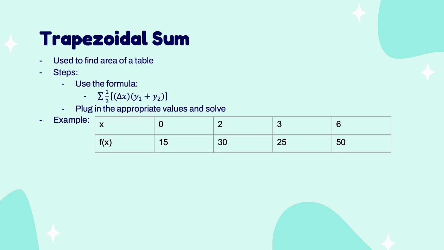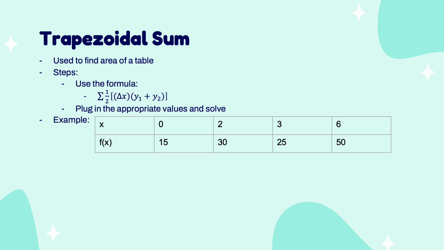So yeah, here's our example. So we have f and then f of x. And notice, first of all, how the delta x isn't always constant. First we have a change of 2, and then 1, and then 3. So you want to pay attention to that. And so in this one, what would we do? We would plug in the formula.